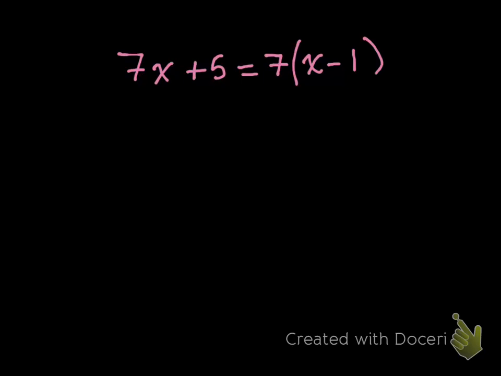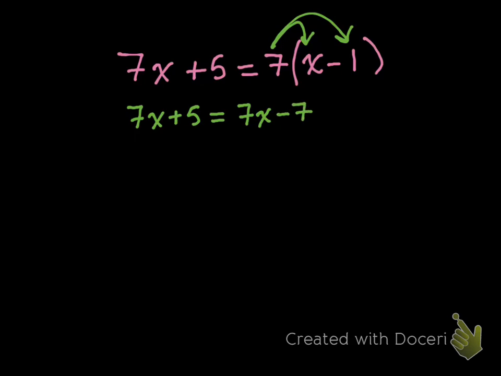The last example that I want to show is just going to be a little bit different from the other ones when we get to our answer. So the first thing we need to do here is distribute the 7 into our x minus 1. 7x plus 5 equals 7 times x, which is 7x, and 7 times negative 1, which is negative 7.